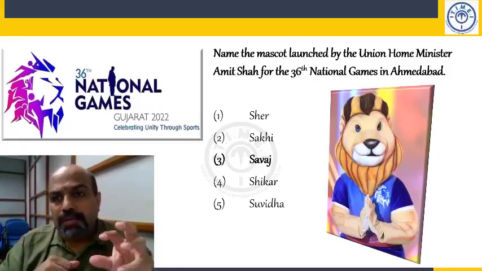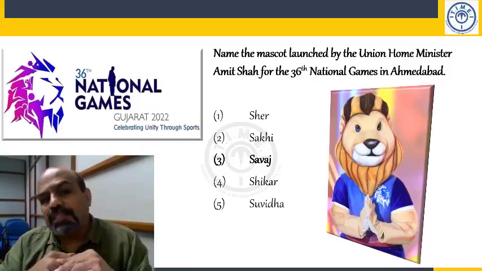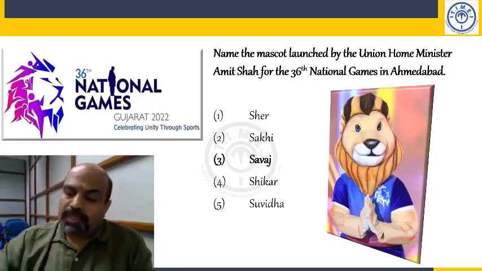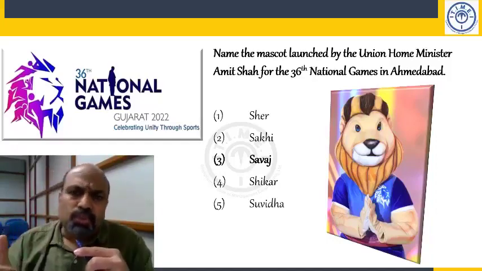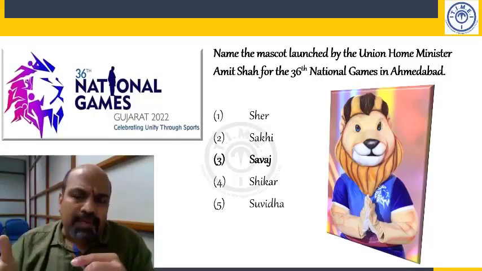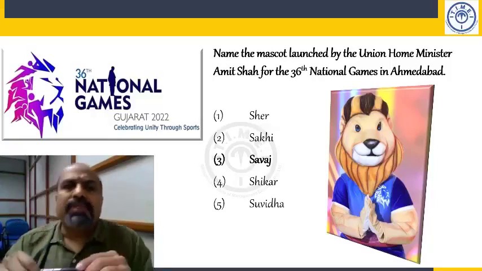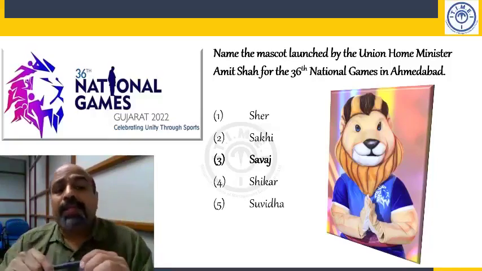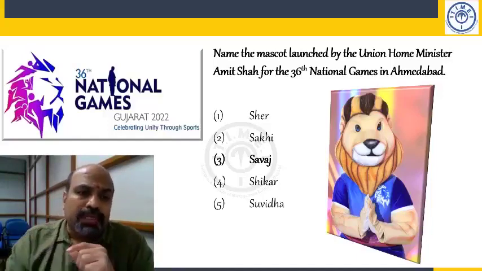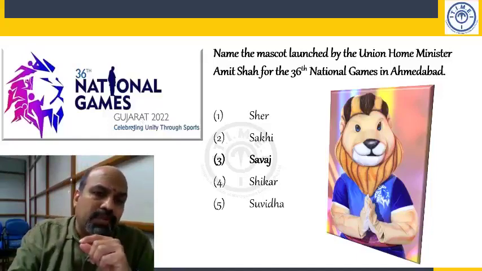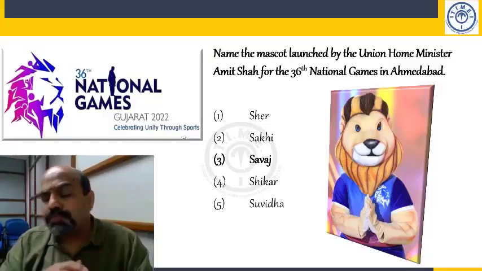First one. Host. Gujarat state. In Gujarat, there will be Rajkot, Ahmedabad, Surat, Bhavnagar, Porbandar. A lot of these places will be the venues, not just Ahmedabad. Then write motto, M-O-T-T-O. Motto is mentioned here, just below the word Gujarat. Celebrating unity through sports.